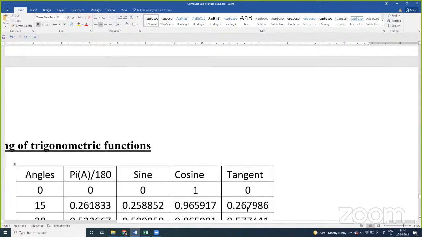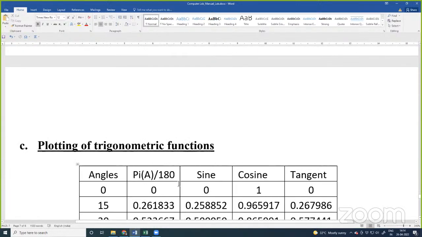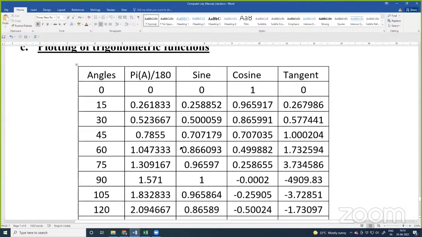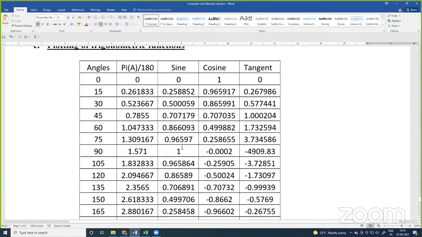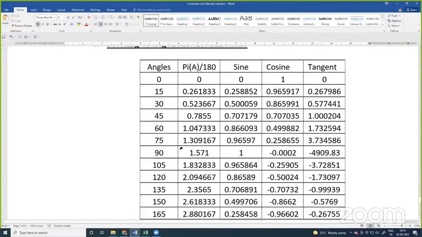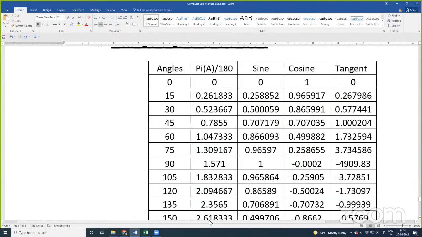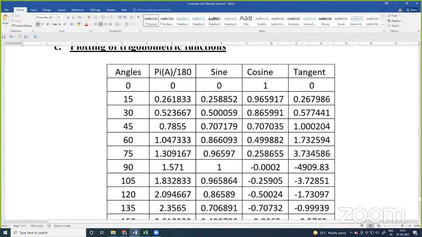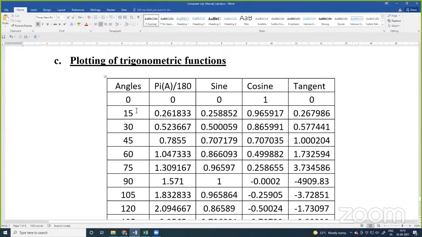The third one is that you can also go for trigonometric functions. How can one plot the trigonometric functions? Here, my intention is that it can be only up to 45 degrees or 90 degrees, not an issue. Angles will be 0, with sine, cosine, tangent.